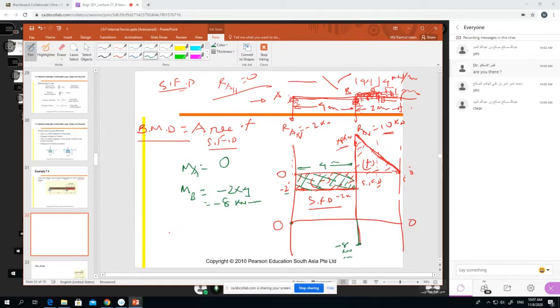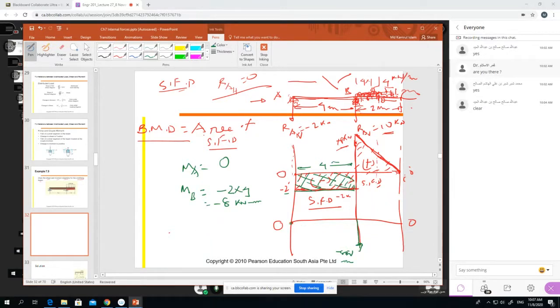Now, as I told you before, if our shear force diagram goes horizontally straight, our bending moment diagram will be inclined. So minus 8 is here, and our bending moment diagram will be inclined. Minus 8 kilonewton meter.